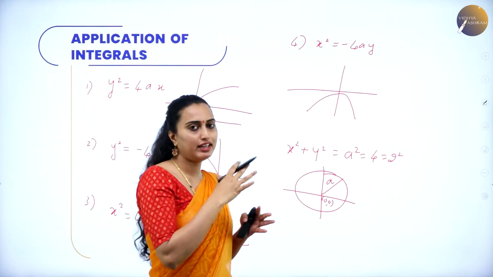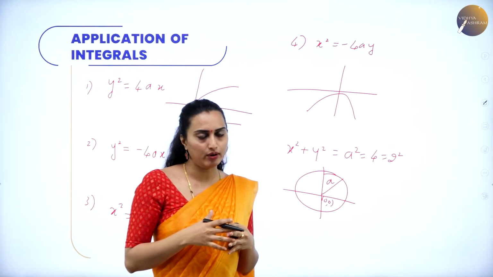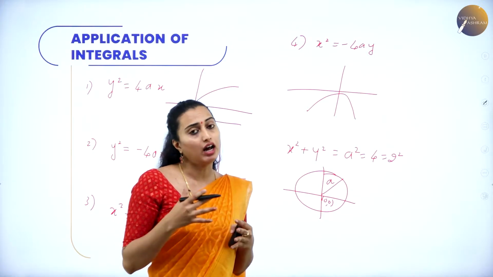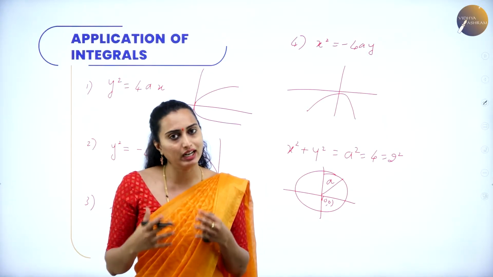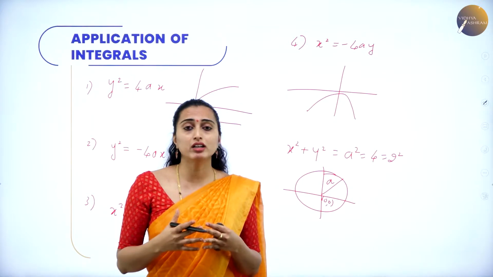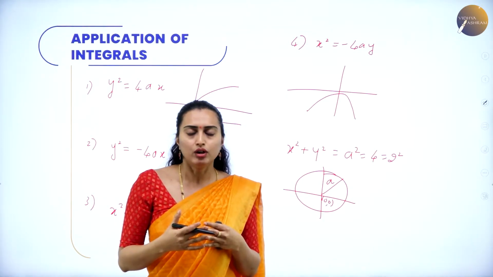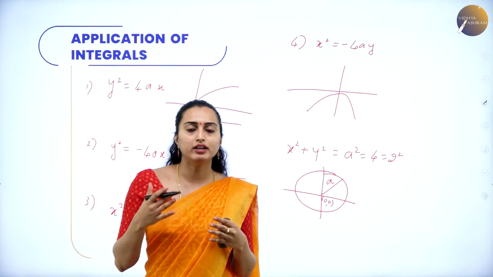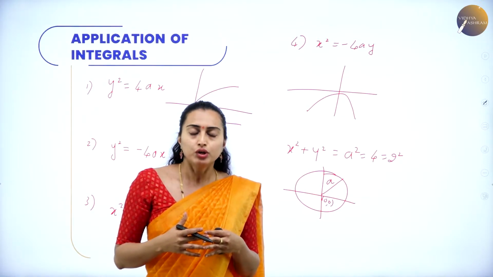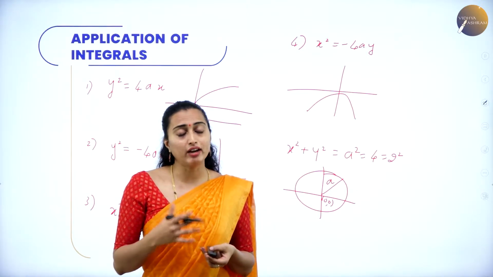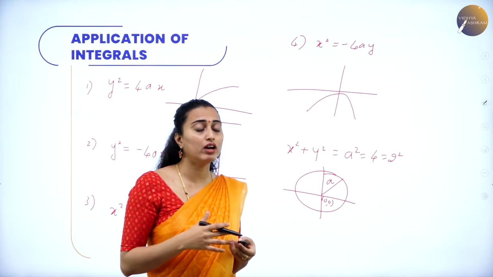They can ask you to calculate a bounded area. Similarly, they can ask you a parabola along with a line, a circle along with a line, or the area of a triangle to calculate. So these are all the areas under the curves you are going to calculate in applications of integrals. By knowing this, you also need to know the area of the ellipse.